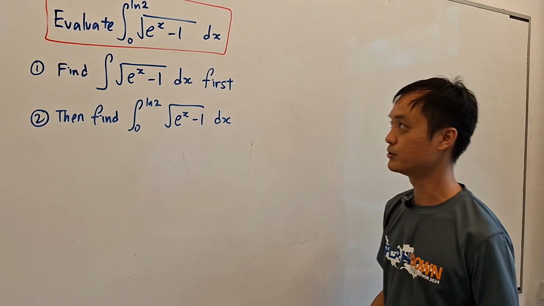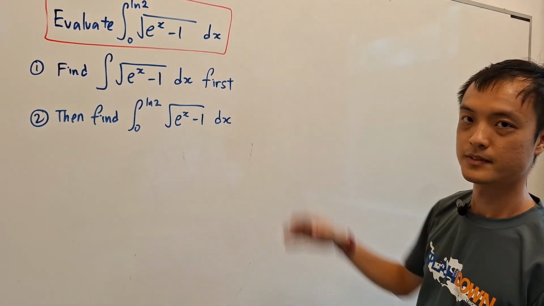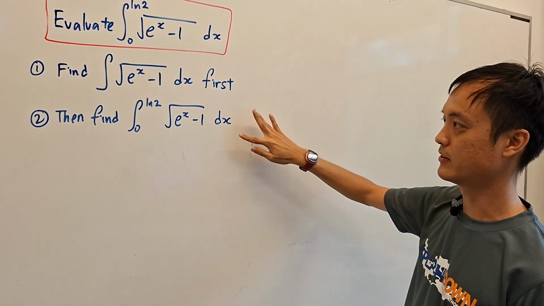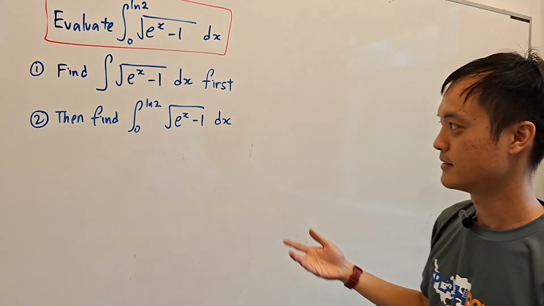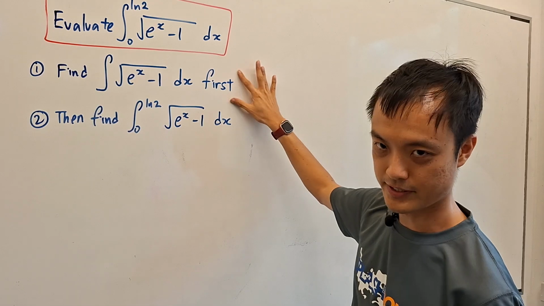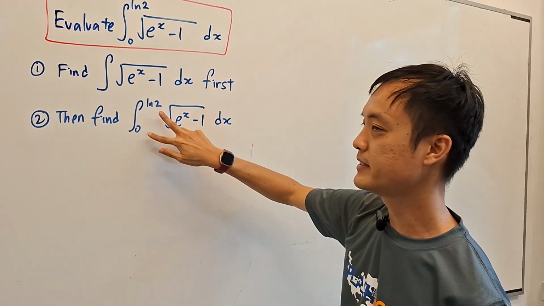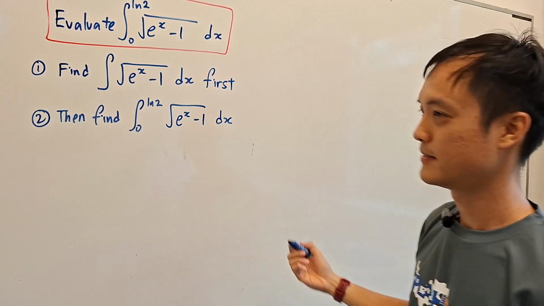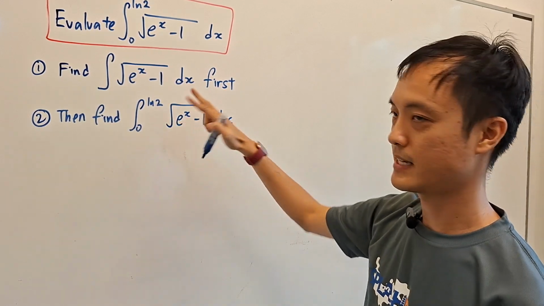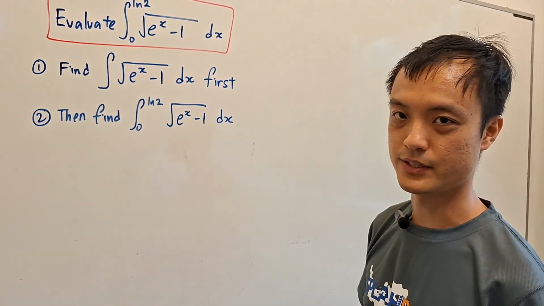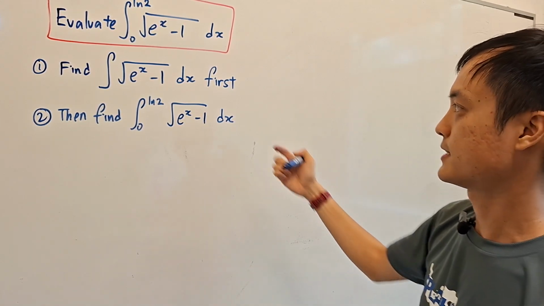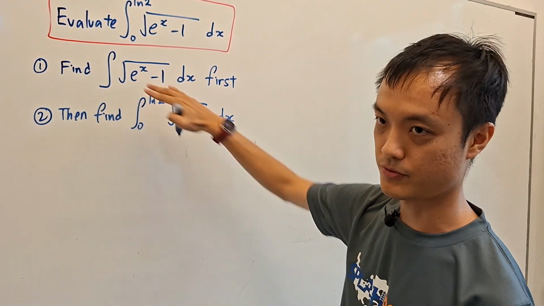Today I'll be going through how to evaluate this integral. Firstly, I'll need to find the indefinite integral first, and then I'll find the definite integral. Finding the indefinite integral first and then putting the limits later will help us not to confuse ourselves, because if we put in the limits and we use U substitution, we will need to change the limits of the integration. So first, how do I solve the indefinite integral?